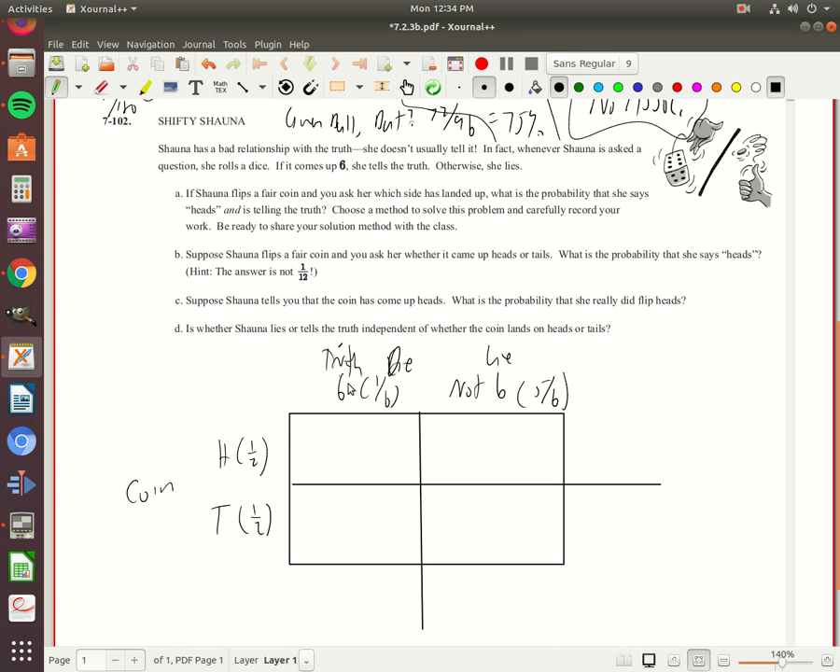So if we figure this out, she'll tell the truth. So this she'll say heads, and there's a 1 in 12 chance of this happening. Here she'll say tails, and there's a 1 in 12 chance of this happening. Here she would actually lie and say it was a tail, and there's a 5 in 12 chance of that happening. And here she would lie and say it's a head, and there's a 5 in 12 chance of that happening. So hopefully that all makes sense.